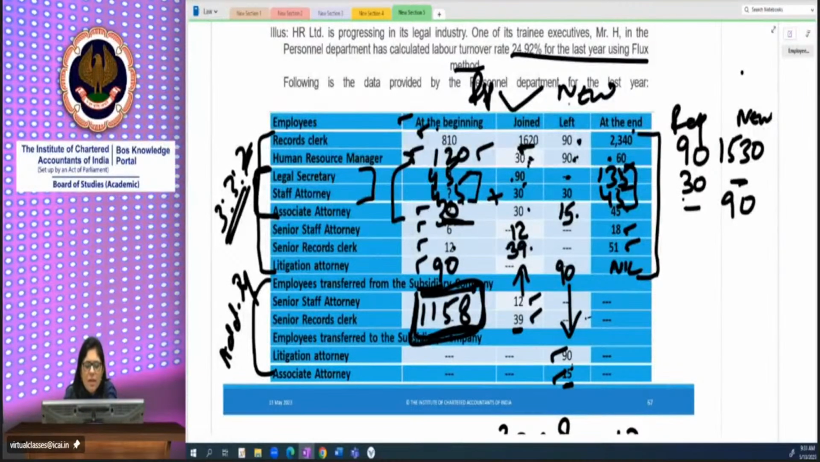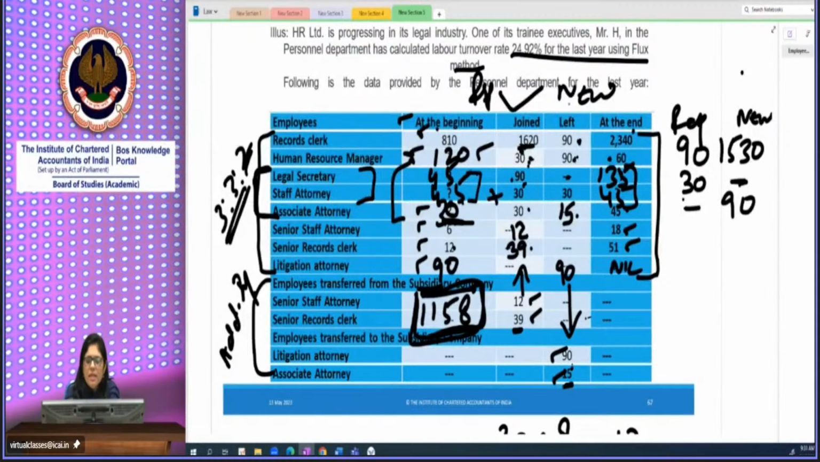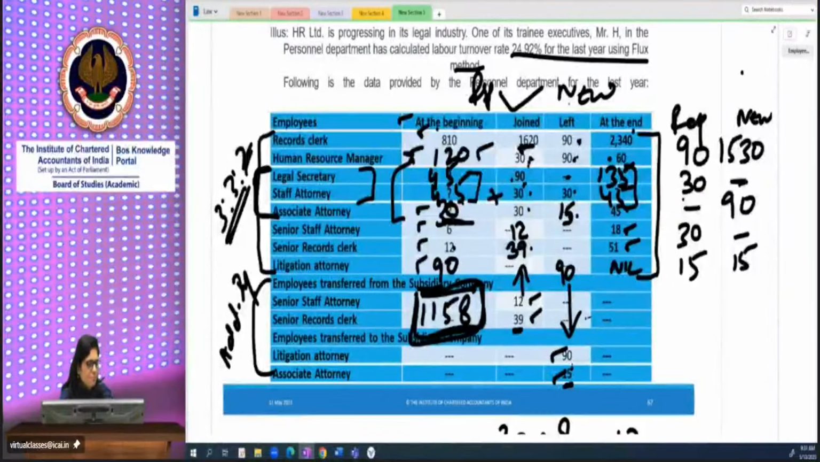All right. Coming to staff attorney, 30 have left and 30 have joined. Here 30 are all replacement, no new. Out of associate, 15 have left and 30 have joined. 15 must be replacements and 15 must be new. So whosoever are joining, because some have left also, they are just filling the vacancy.